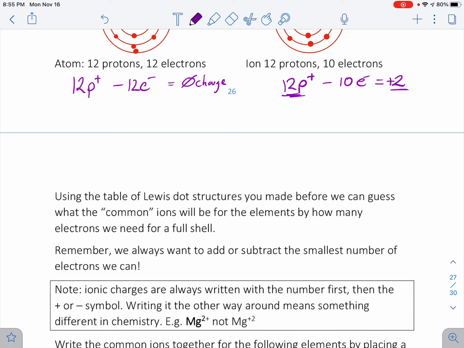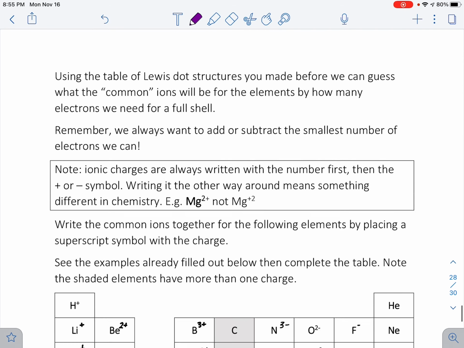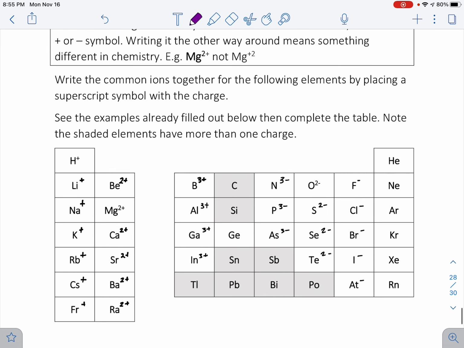Using the table of Lewis dot structures you made before, you can guess what the common ions will be for the elements by how many electrons we need to fill the shell. Remember, we can only have up to 8, and we always want to add or subtract the smallest number of electrons we can. You can see that I've already filled this one out. All of the elements in the first column had only 1 electron, so that 1 electron is going to be lost. And the second column always had 2 electrons, so these 2 are always lost.